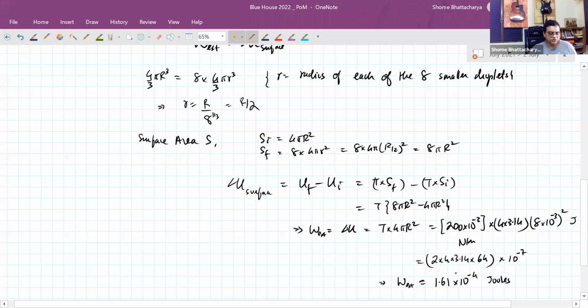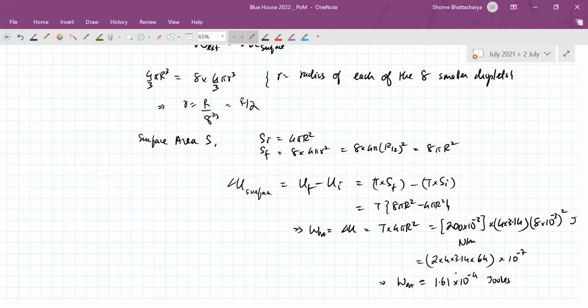So that is why this is a process that you don't see happening naturally, that a droplet splits into smaller droplets. The reverse happens. If smaller droplets touch, they combine into one larger droplet because the potential energy reduces that way. But in order to break a single body of liquid into smaller droplets, work has to be done.